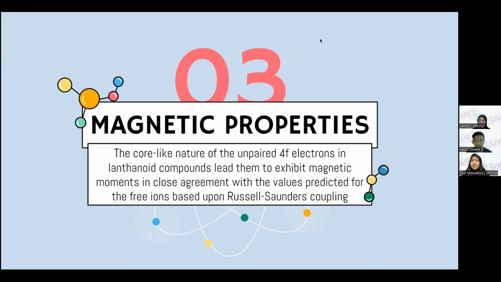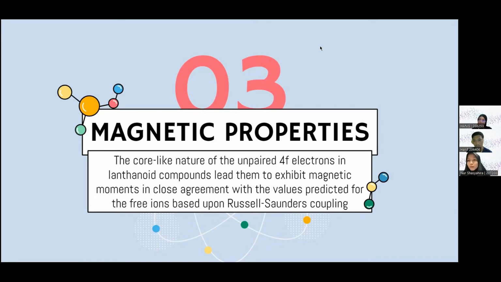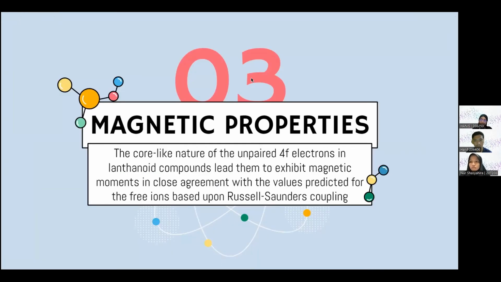Next, I'll be explaining the magnetic properties. The core-like nature of the unpaired 4f electrons in lanthanoid compounds leads them to exhibit magnetic moments in close agreement with the values predicted for the free ion based on the Russell-Saunders coupling.